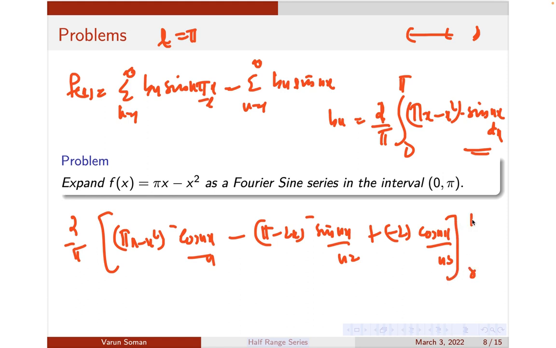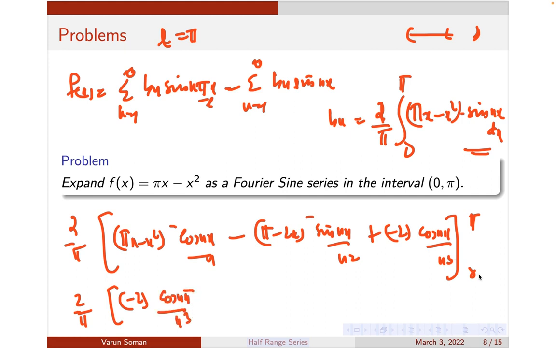Substitute the value from 0 to pi. So just substitute. When it is pi, this will become pi square minus pi square, this factor will become 0, again sine n pi is 0, this factor will become 0, only this will be there. So it is 2 by pi into minus 2 into cos n pi by n cube.